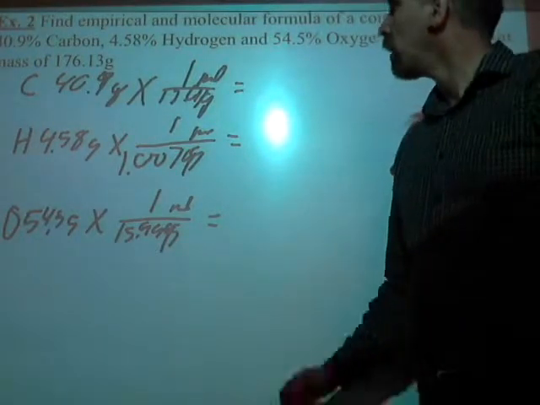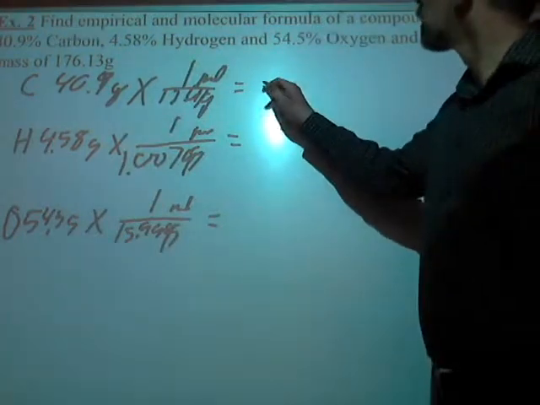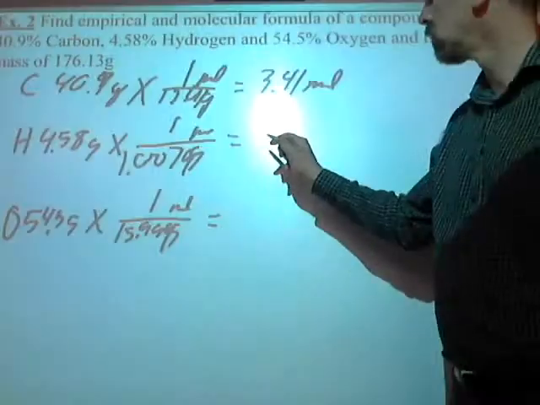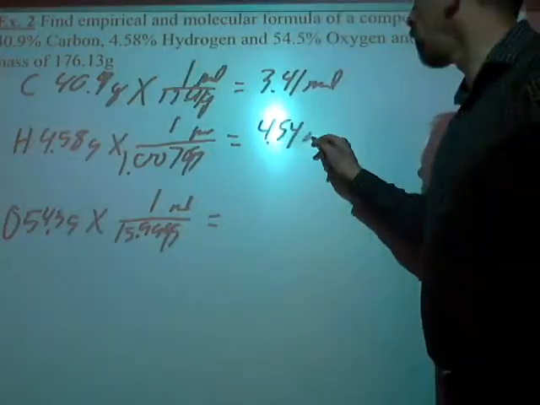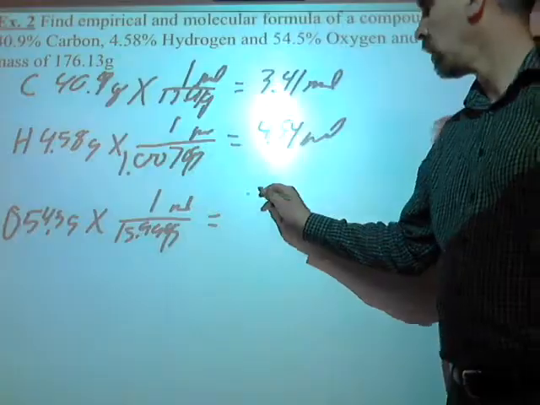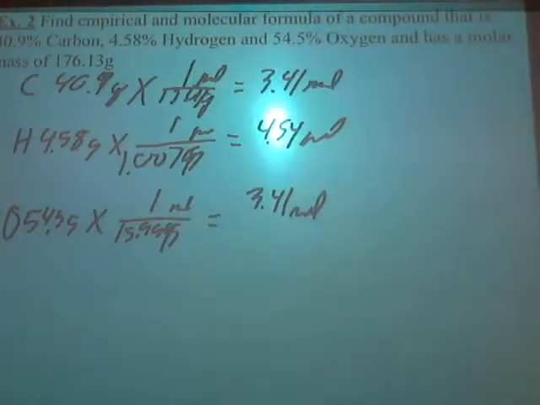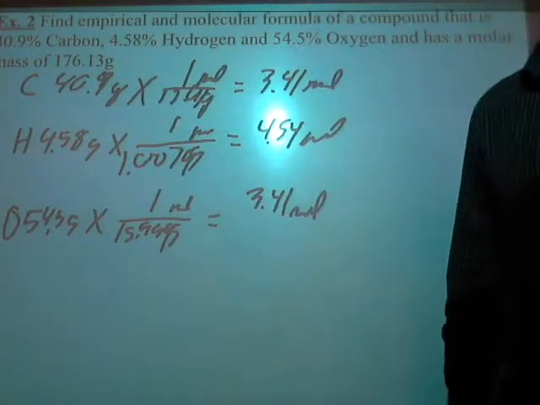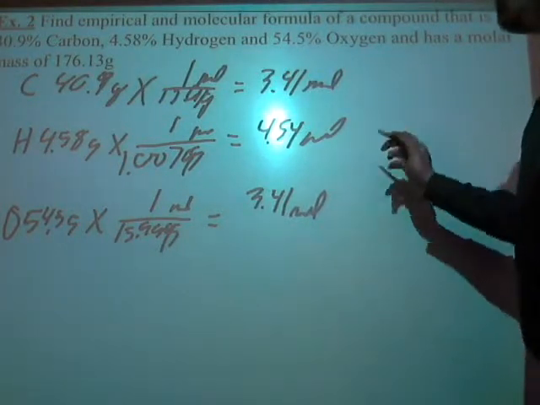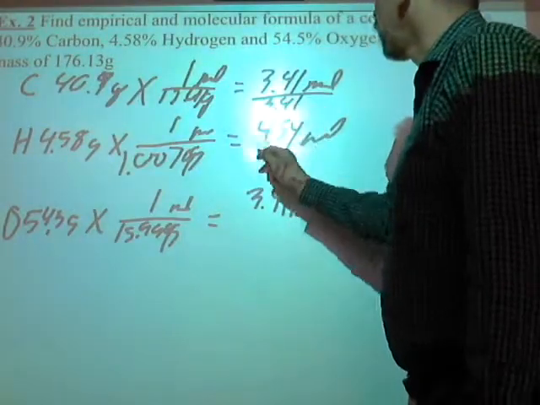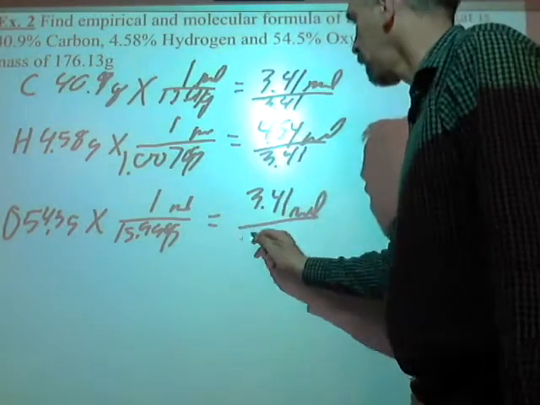All right. First one, what'd you get? 3.41 moles. Second one. 4.54 moles. And last one. 3.41 moles. So that is your ratio. It's just not in whole numbers. So we'll divide by the smallest number, and we will not, unfortunately, be done. What's the smallest of the three numbers? 3.41. So we'll divide by 3.41 in every case.